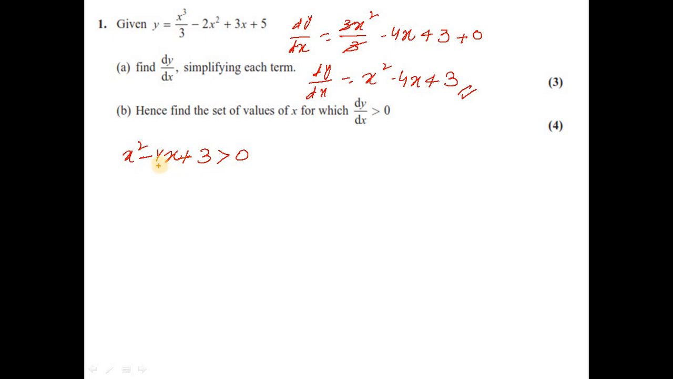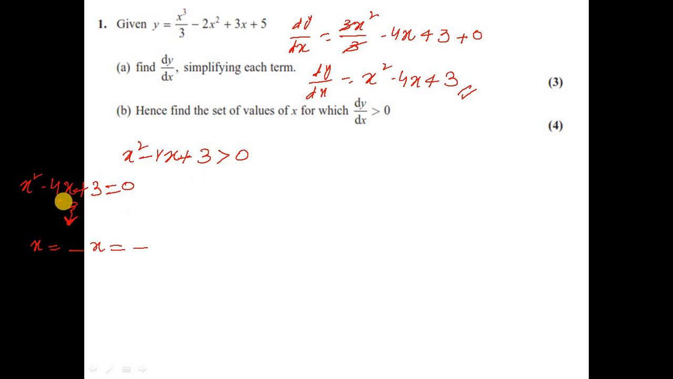The idea of solving this inequality is that initially we ignore the sign of inequality, and we consider this as an equation. So x square minus 4x plus 3 equal to 0, and we solve this equation as a regular quadratic equation, and we find two values of x, and then we decide the range of values of x according to the inequality.